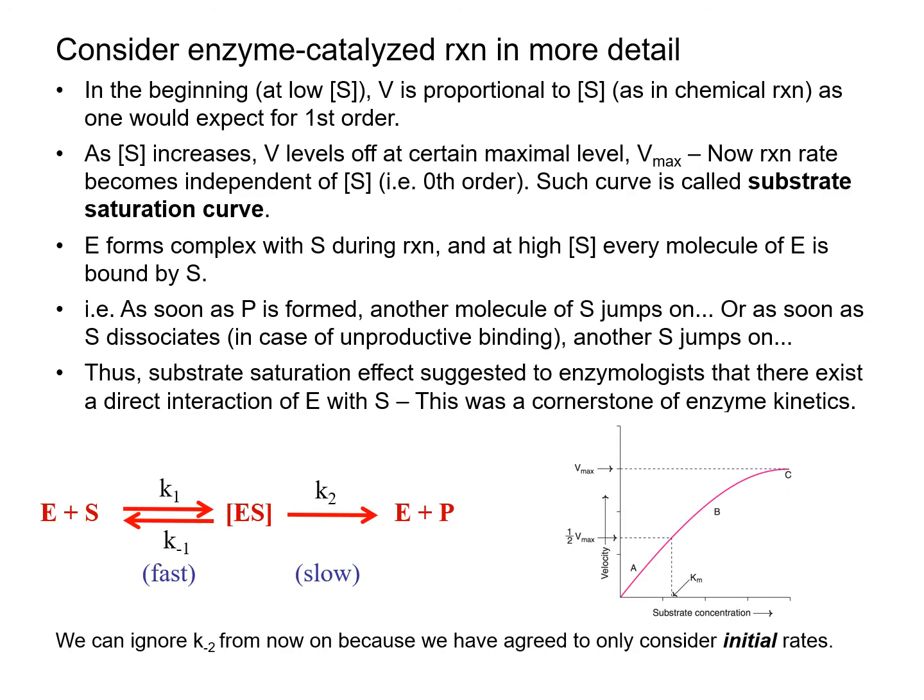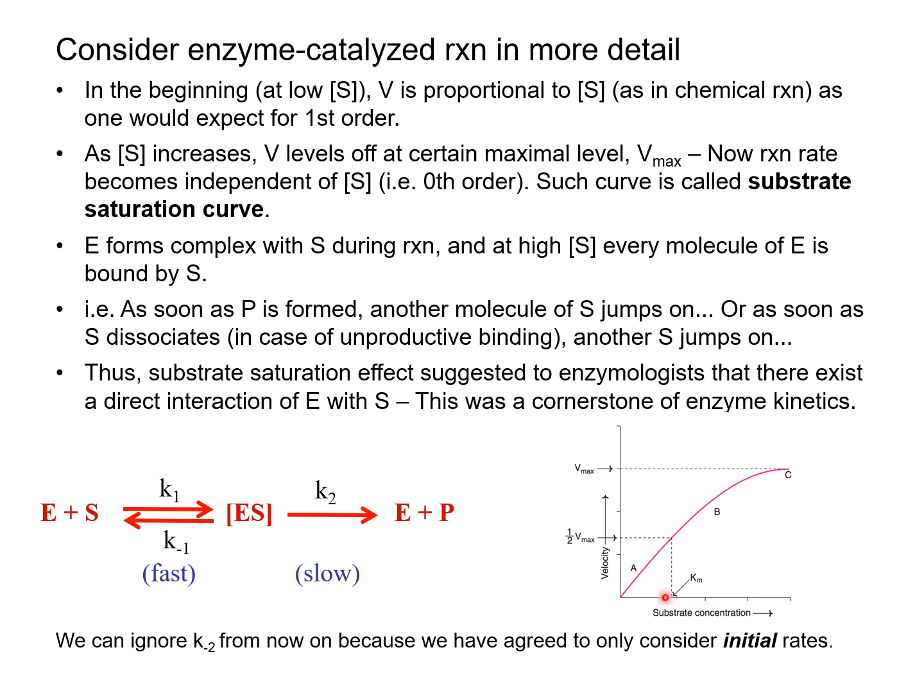Now let's consider the enzyme catalyzed reaction in more detail. When we go back to this plot, which shows the relationship between the velocity or the rate of the reaction and substrate concentration, in the beginning right here, where the concentration of substrate is low, the rate or the velocity is proportional to the concentration of substrate, as in the chemical reaction. You have the linear relationship one would expect for a first order reaction.